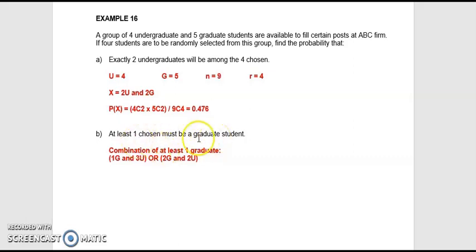At least one graduate. So graduate we have 5. And or 3 graduate and 1 undergraduate. Or it can be all graduate and 0 from undergraduate. Okay, so these are the combinations for at least one chosen must be a graduate student.